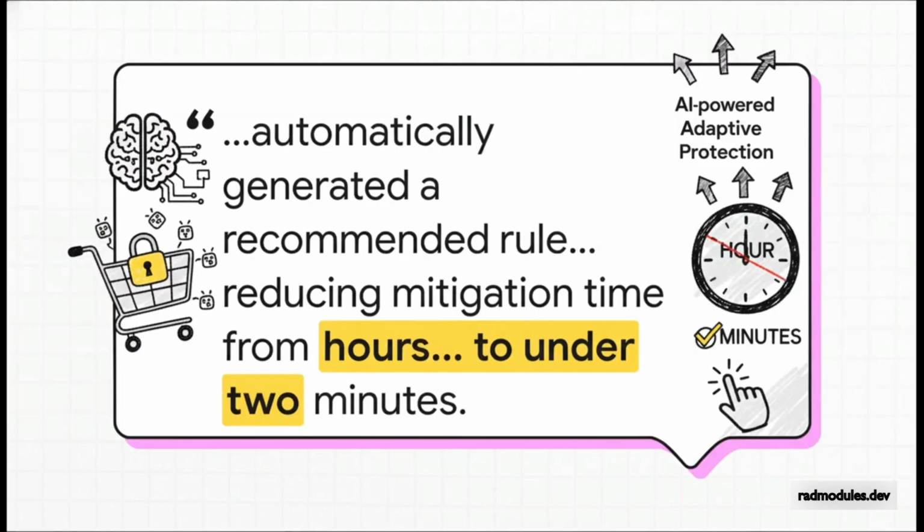And this right here, this is a perfect example of how powerful these modern tools are. Just imagine an e-commerce site getting hammered by a credential stuffing attack. Instead of engineers scrambling for hours, Cloud Armor's AI-powered adaptive protection spots the weird traffic, suggests a fix, and an engineer can approve it with just one click. The time to fix the problem drops from hours to literally under 2 minutes. That is a total game changer.